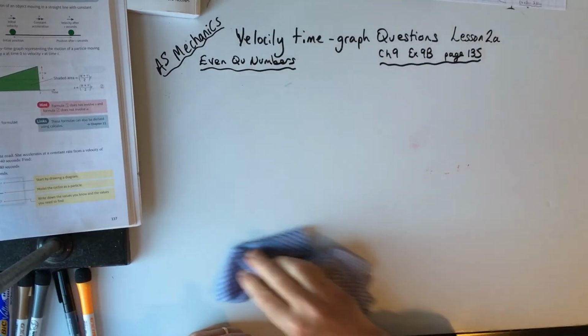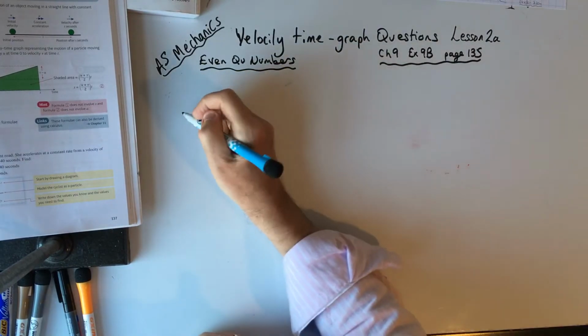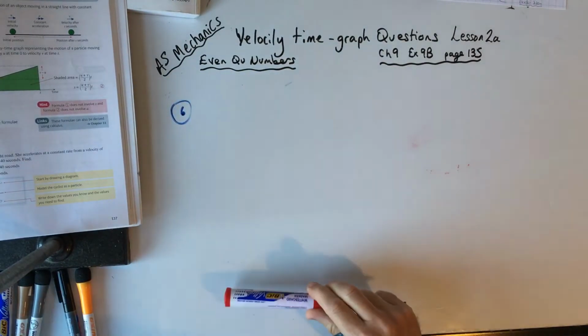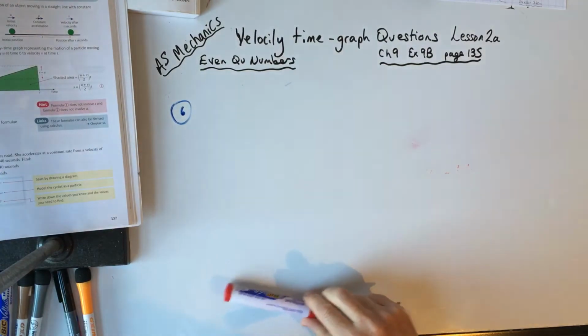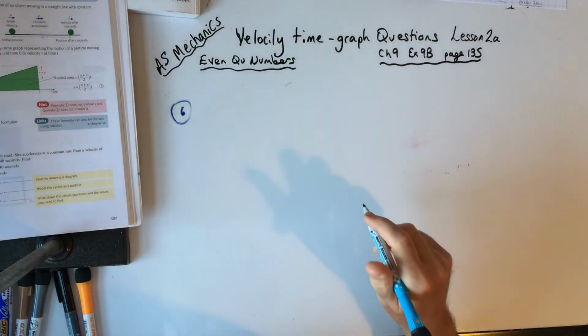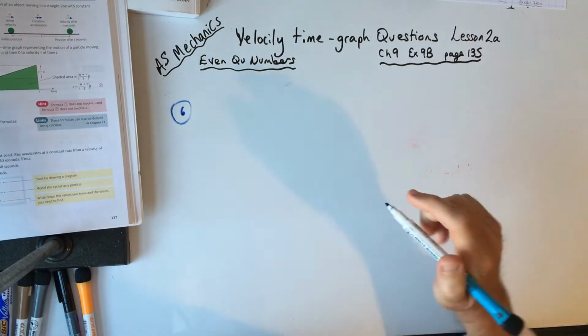Okay, so number 6. What have we got here? Sorry, I struggle to read. I only learnt to read a few years ago, so I'm a little bit slow on that.